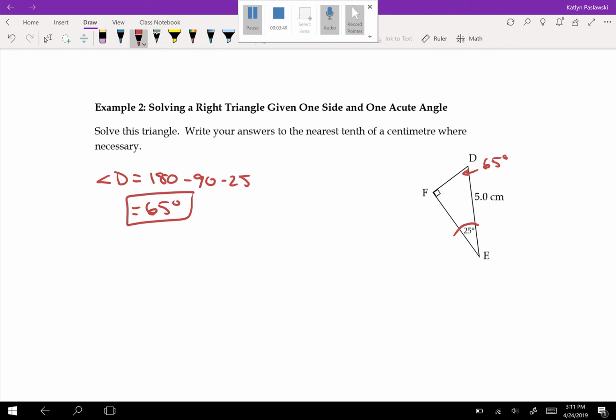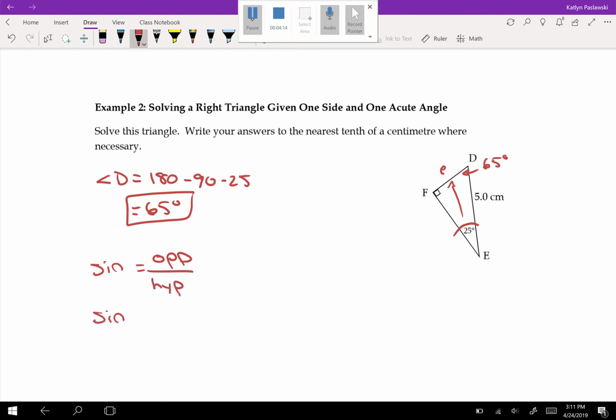All three angles are now solved for, and with that information, I'm going to solve for this side here, which would be side E. I am given one angle, and I have the hypotenuse, and I want to solve for the opposite. So I think, which one requires hypotenuse and opposite? That would be sine. So I use sine is equal to opposite divided by the hypotenuse.